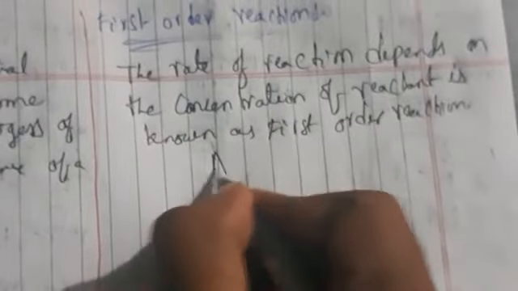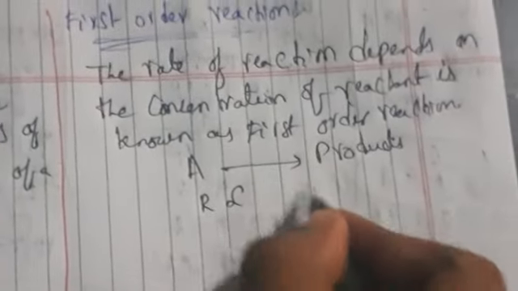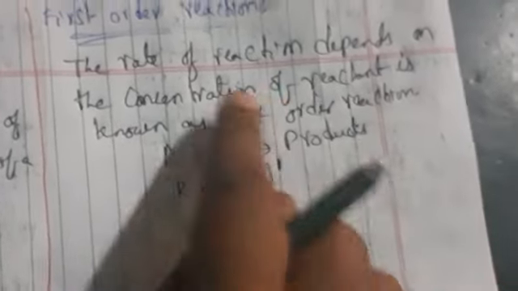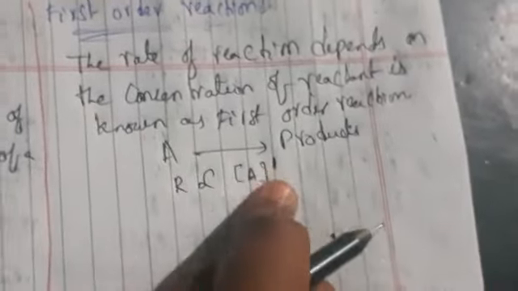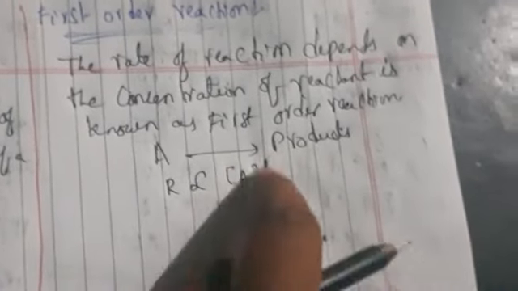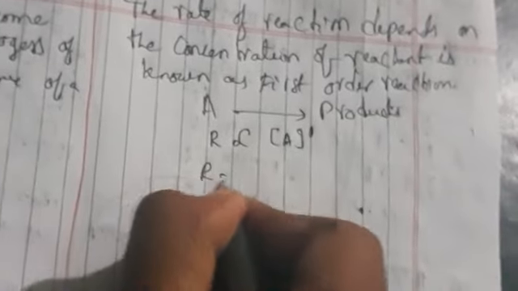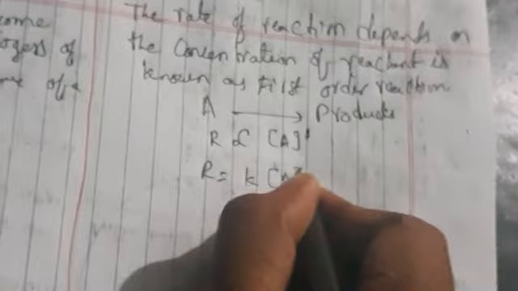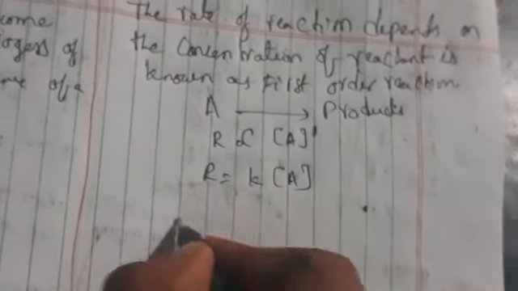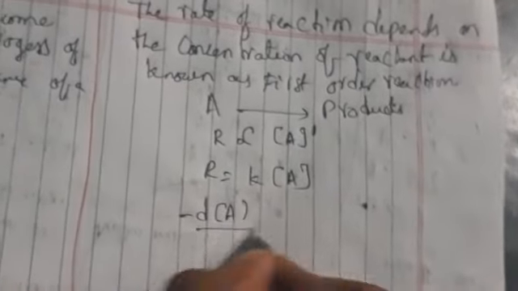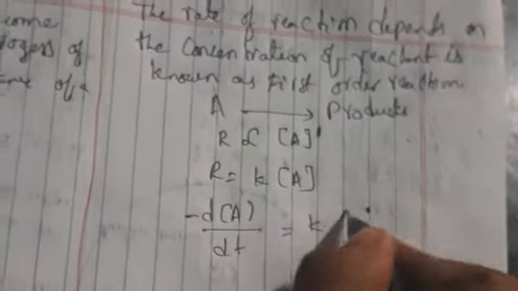Let us take the same reaction: A gives rise to products. So the rate R is directly proportional to the concentration of A to the power 1. Why? Because it depends on the concentration of the reactant. That's why I have written the power 1. The 1 indicates the order of the reaction. So R is equal to K into concentration of A, and R is nothing but the decrease in concentration of A with respect to time, so minus d[A]/dt = K[A].